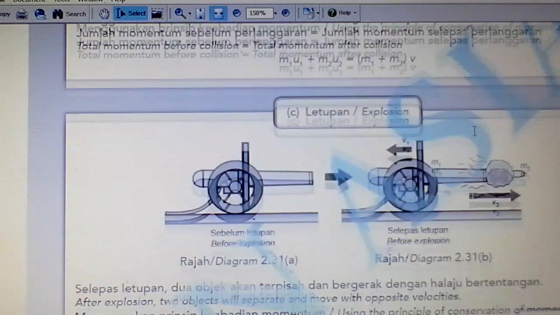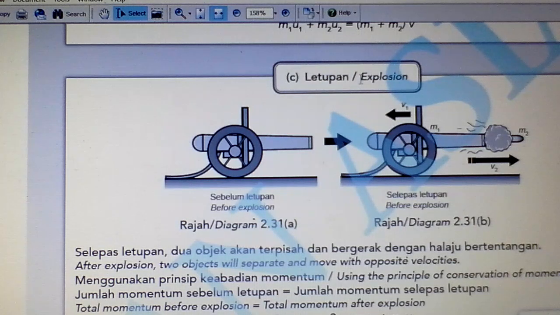Okay. The last one is explosion. An example of explosion is a cannon and cannonball.